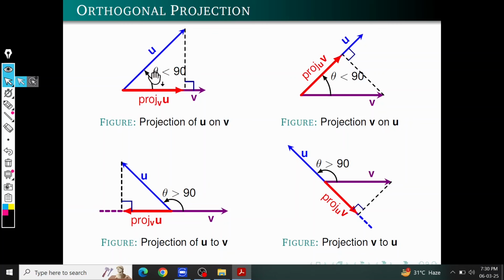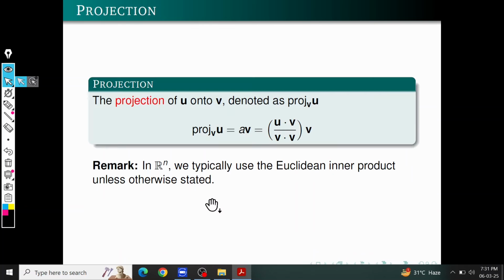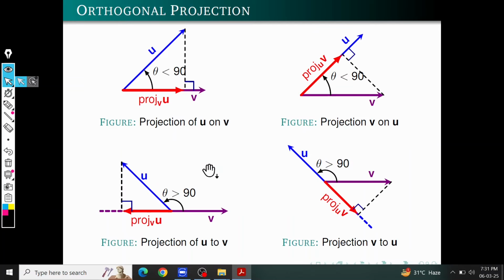Here if theta is less than 90 degrees, the projection of u on v will be in the direction of v. And if the angle between u and v is greater than 90, then the projection of u on v is in the negative direction of v. So how can you express the vector projection of u on v using the vectors u and v? Here you can see that the angle between these two vectors u and v is less than 90. You may consider this triangle here. So what is cos theta?